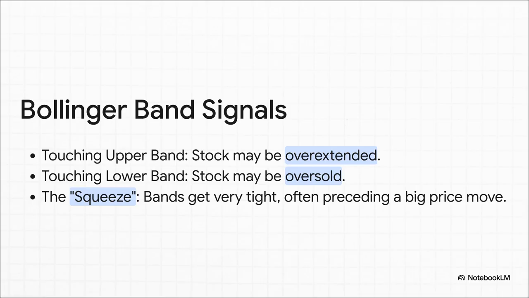So if the price touches that upper band, the stock might be getting ahead of itself. If it hits the lower band, it could be oversold. But the real magic, the thing everyone waits for, is the squeeze. That's when those bands get super tight. Think of it like a coiled spring, just building up all this energy, getting ready for what's often a huge, explosive move. You just don't know which way it's going to break.